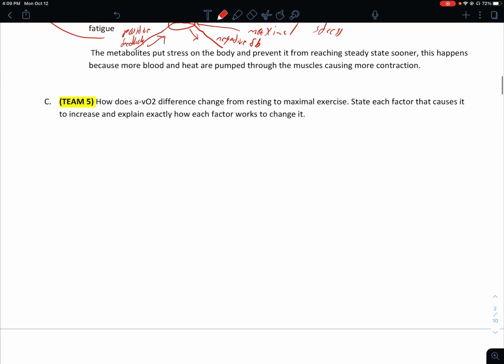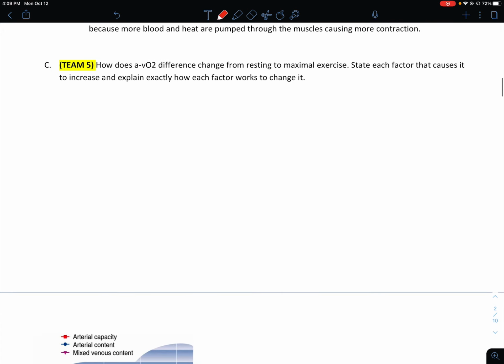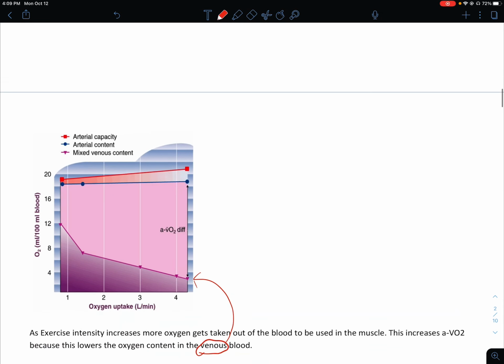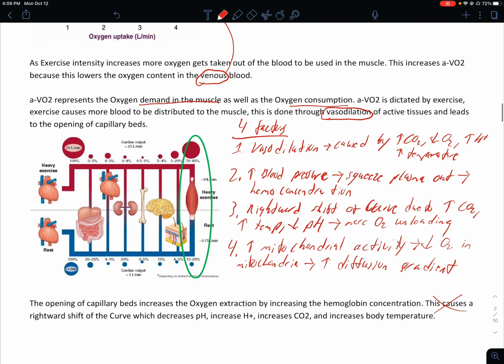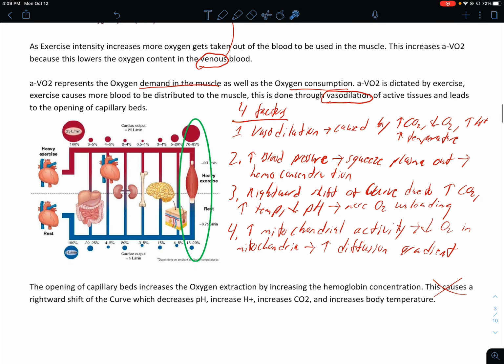Okay, so that's pretty much it for that one. So team 5 with C here. You have some of them here. I just felt like it was a good idea to go ahead and give you a nice solid outline of what I want you to know.